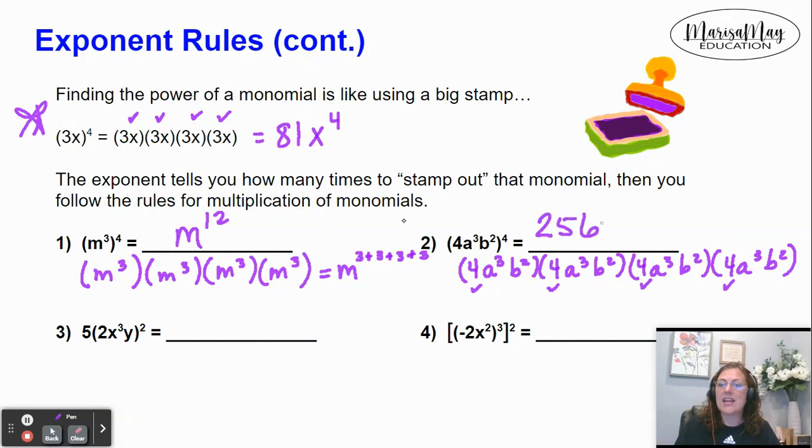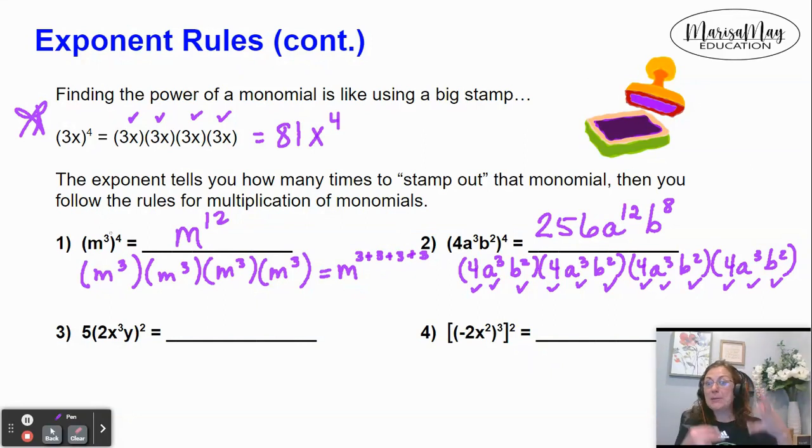Now I want you to add the exponents. So on the A, we're going to add 3 plus 3 is 6, plus 3 again is 9, plus 3 again is 12. And then we do the same thing for the B. B to the second, plus 2 is 4, plus 2 is 6, plus 2 more is 8. All right. Now, let's add a couple of layers to it.